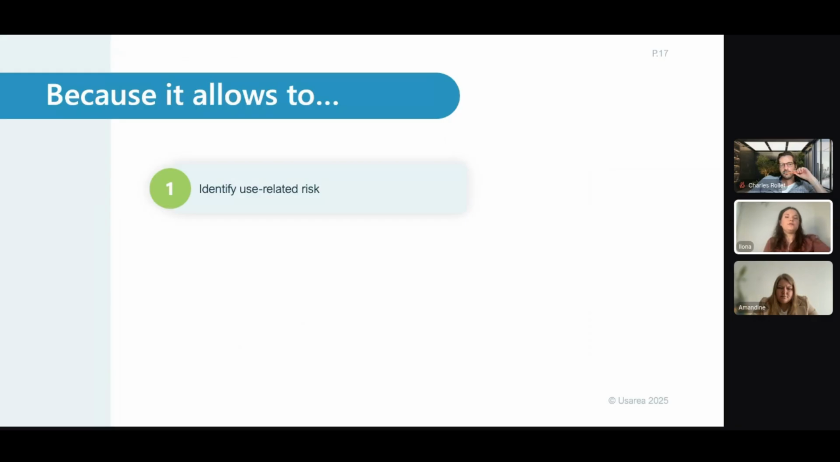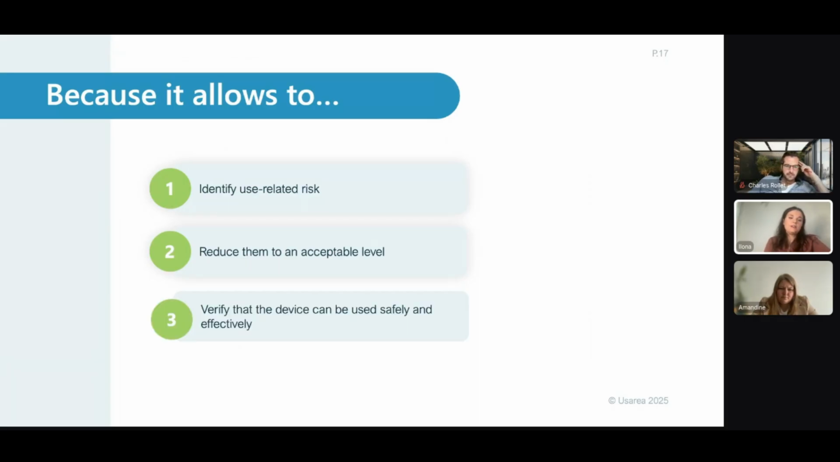So why do we apply usability engineering? To identify use-related risks, to reduce them to an acceptable level, and to verify that the device can be used safely and effectively.